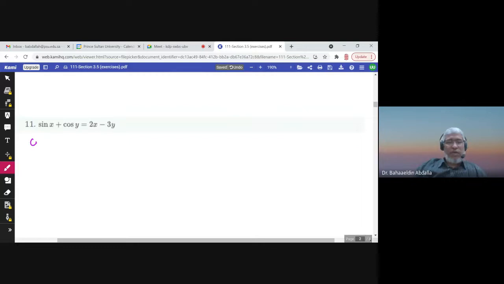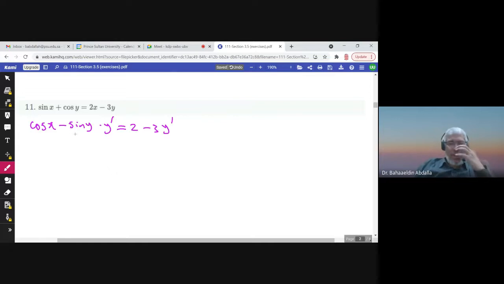Derivative of sine x is cosine x. Derivative of cosine y is negative sine y times y prime, because y is a function of x. Derivative of 2x is 2. Derivative of 3y is 3 times y prime, because y is a function of x.